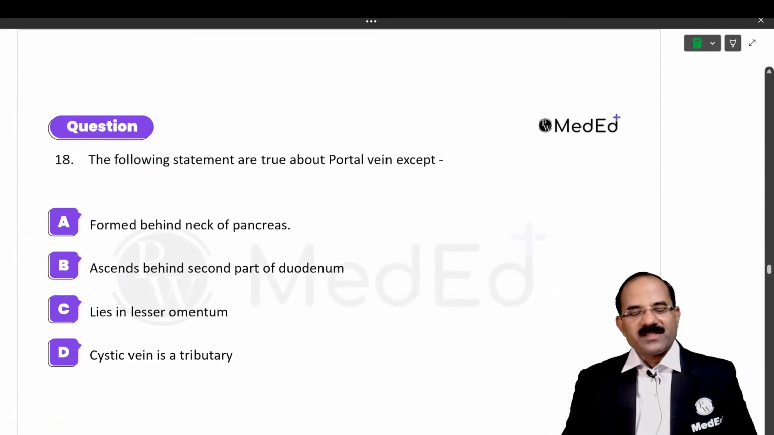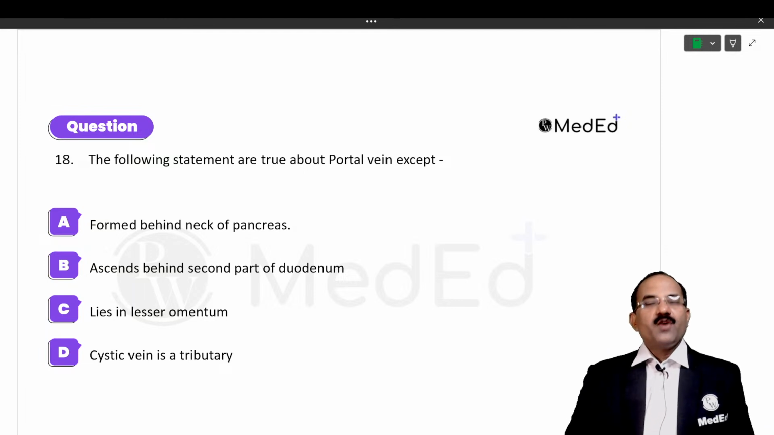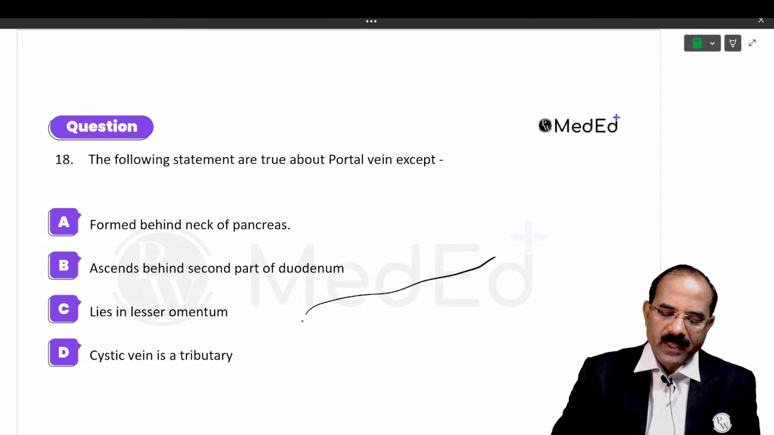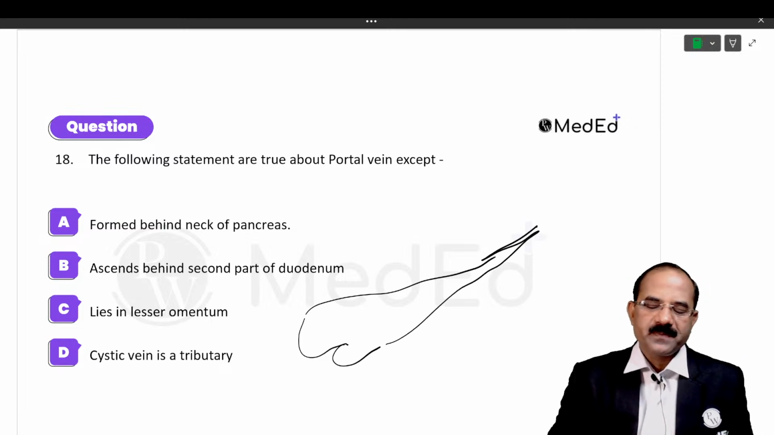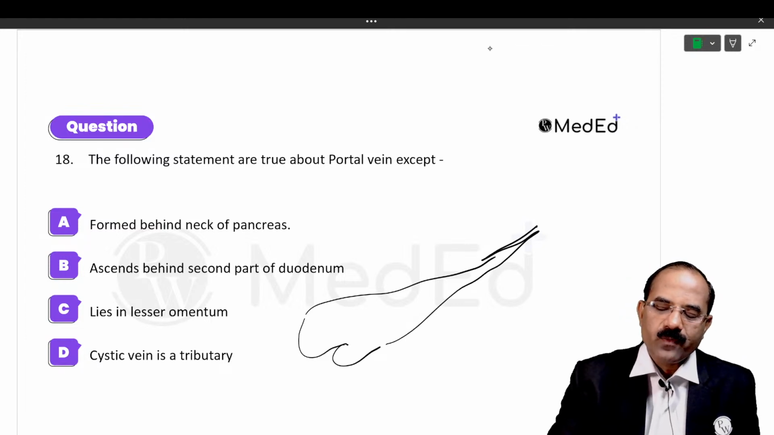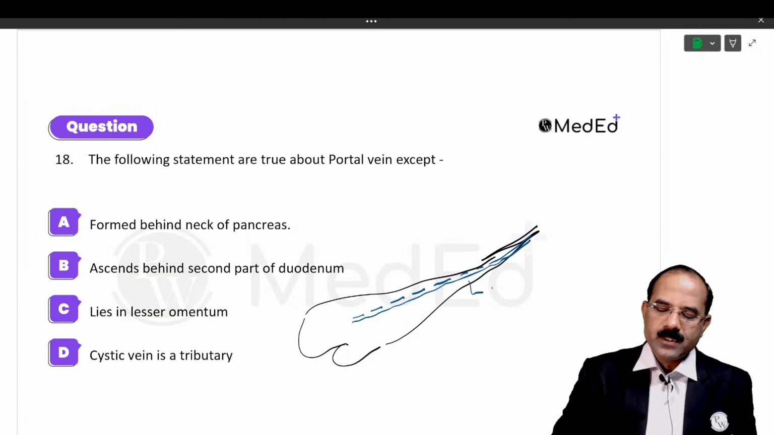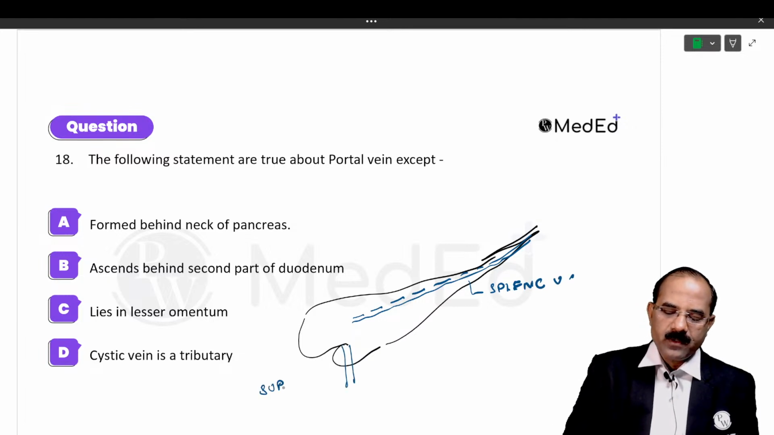Come on, bachcho, can you answer this? The following statements are true about the portal vein, except... Where is the portal vein formed? Can anyone answer this? देखिए, if I draw this as the pancreas, that's a head, neck, uncinate process, body and tail of the pancreas. ये क्या vein होता है? What is this vein which comes from behind the body of the pancreas? That's a splenic vein. And what is this vein? That's the superior.